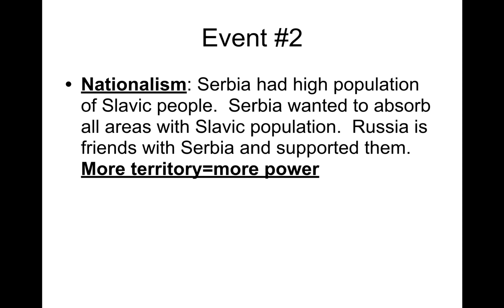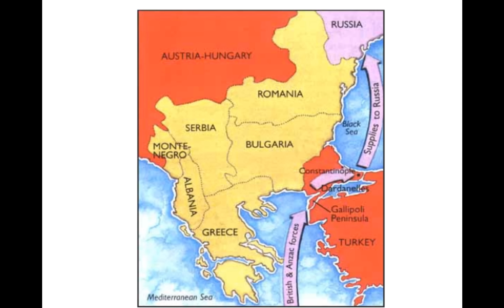And other countries like Austria-Hungary, like Germany, don't like to see that happen because it becomes a threat, especially to Austria-Hungary, since if you guys look at the map, Austria-Hungary is directly north of Serbia. So Austria-Hungary looks at Serbia almost as a threat. They do not want them to absorb any other land. They don't want Serbia to expand. They don't want Serbia to get bigger or more powerful because it becomes a threat to them.